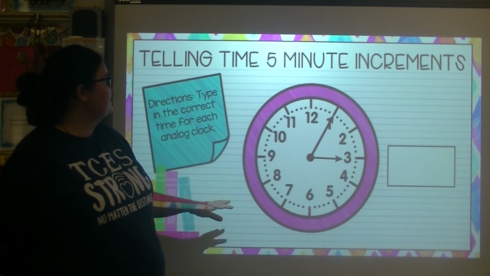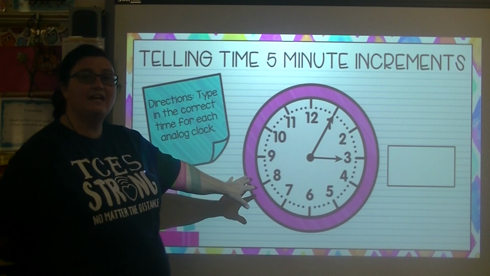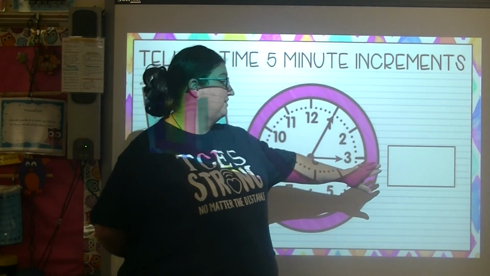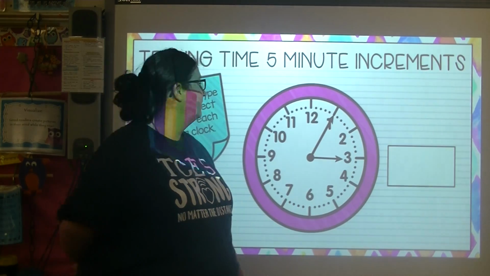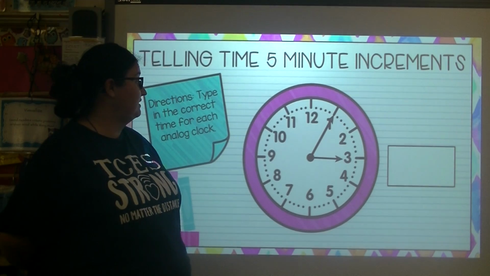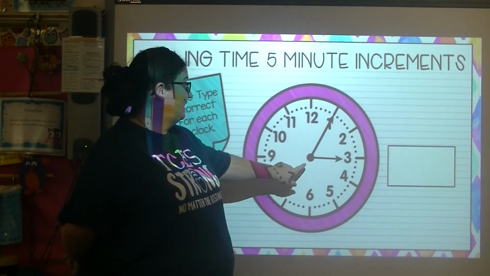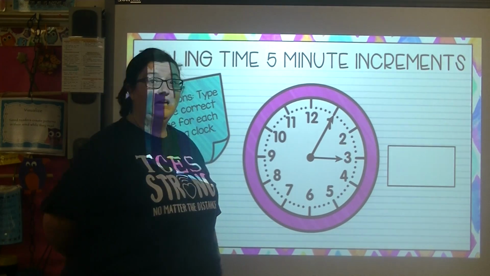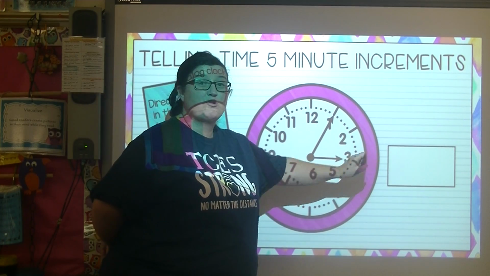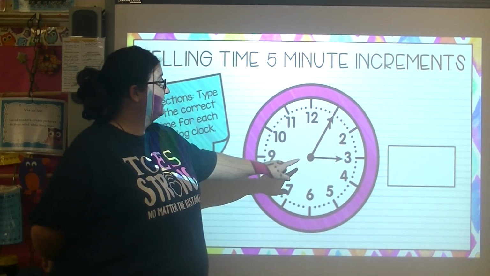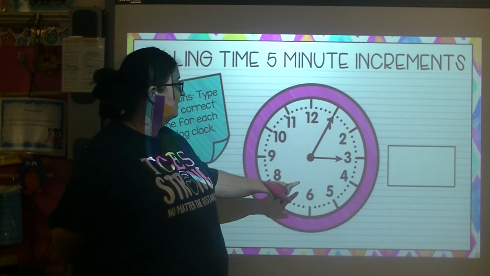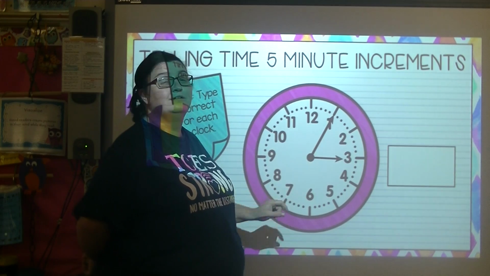All right, on this slide, I have an analog clock, and you're going to help me write the digital time. All right, so let's look at it. Where's our hour hand? Our hour hand's the short hand. Right now it is pointing right at the 3. So we don't have to think much about that one. So we know the hour is 3. And let's figure out the minutes. Where's our minute hand pointing? It's pointing at the 1.